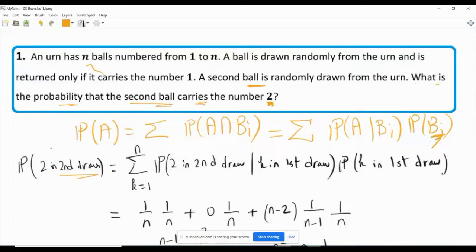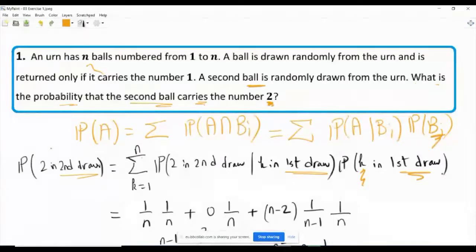Okay, so what we will do here is that we will condition on the number that is in the first draw. This number has exactly n possibilities, and we don't have any other thing. So when you start with the balls from 1 to n, and then you choose one of them, you can obtain 1 or 2 or 3 or 4 up to n. Okay, and so basically you get k in the first row, k from 1 to n.